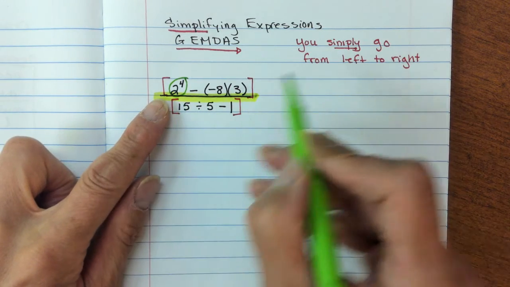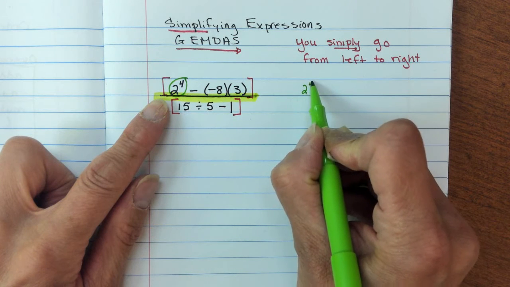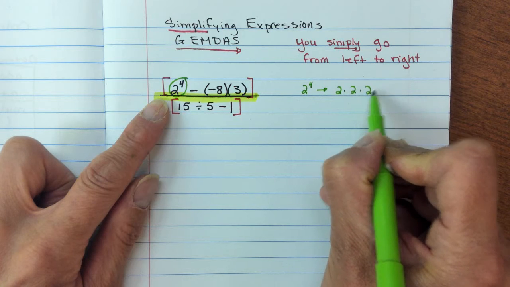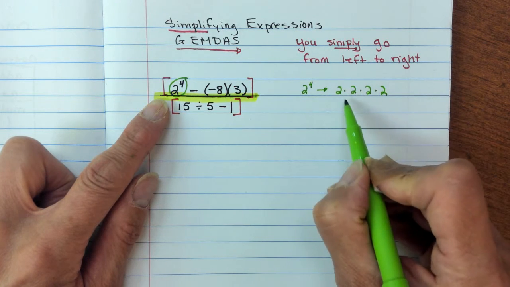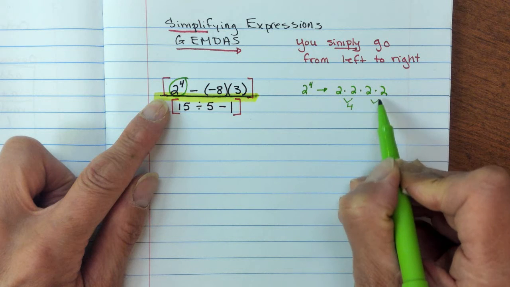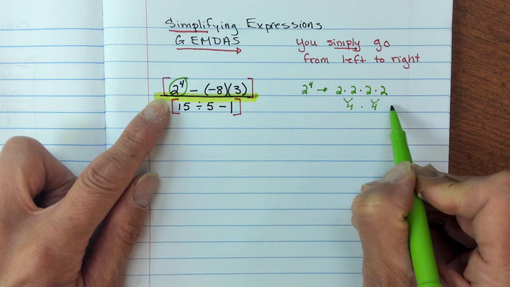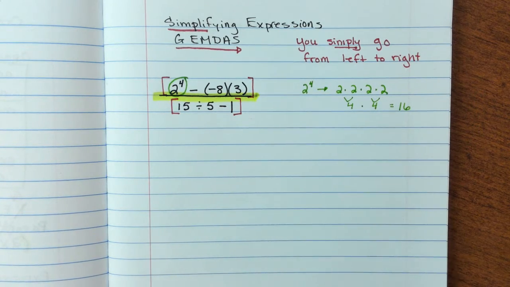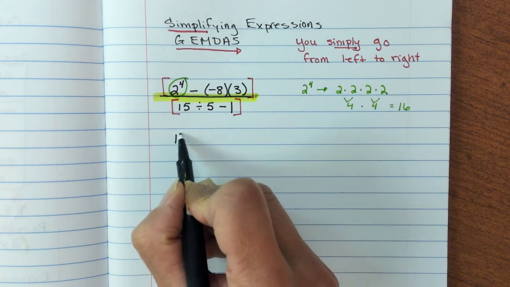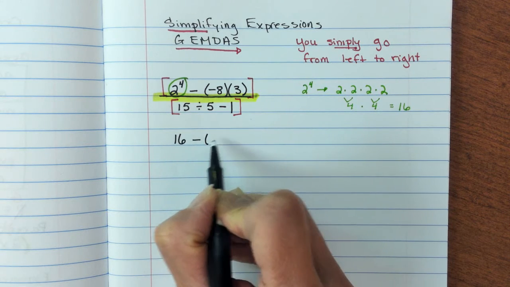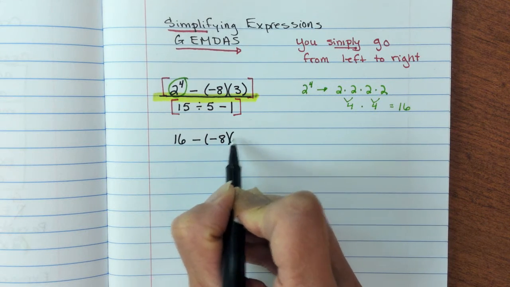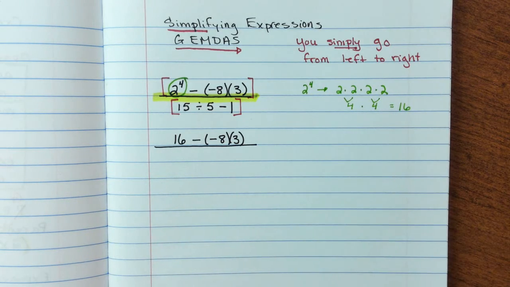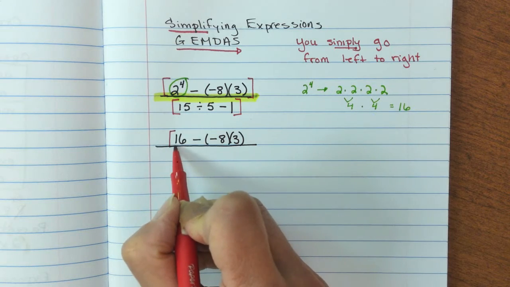So let's remember 2 to the 4th. That's the same as 2 times 2 times 2 times 2. So 2 times 2 is 4, so that gives me 16. Okay? So that means that 2 to the 4th is 16. And then I have this minus -8 times 3 divided by, and this numerator is still a group.